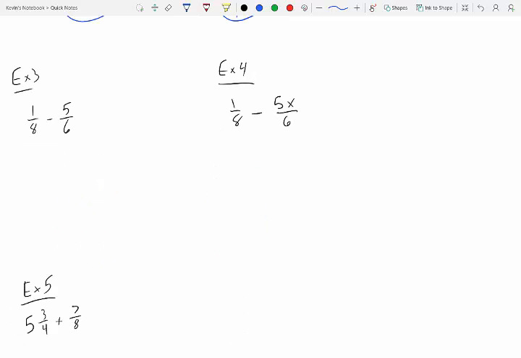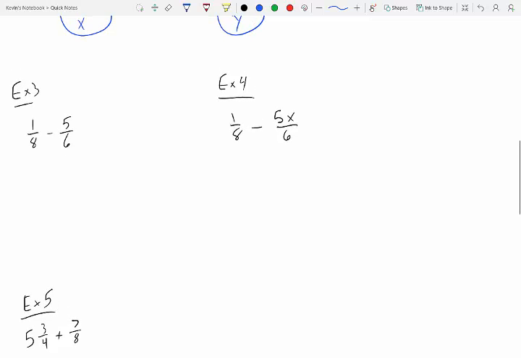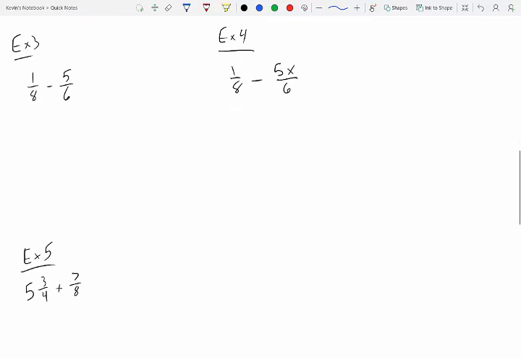Example 3, we have different denominators. 1/8 minus 5/6. So we have to find a common denominator. The least common denominator of 8 and 6 is 24. So I look, how can I make 8 into 24, and how can I make 6 into 24? 8 times 3, so I have to multiply by 3 on the top. So 3 times 1 is 3. 6 times 4 got us 24, so 5 times 4 is going to get us 20.